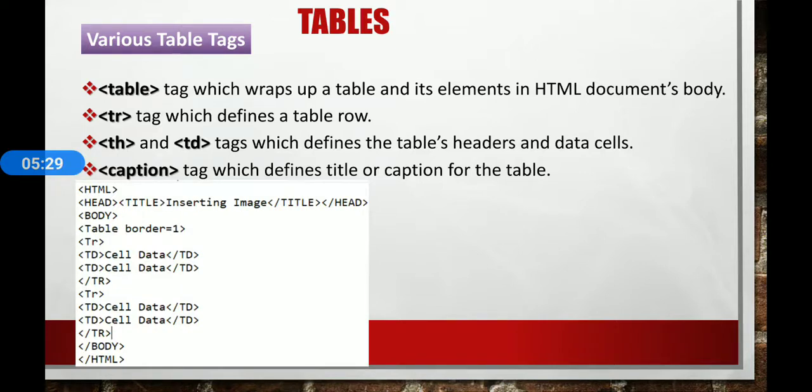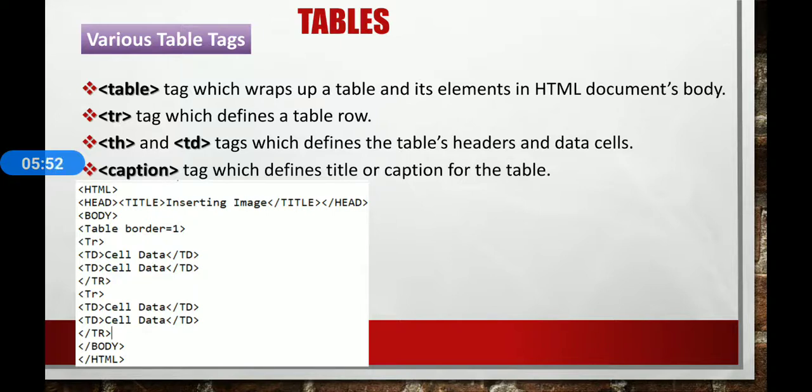Here is one example of a table. Here, table border equals 1 because the border attribute of the table is mandatory. If you do not specify the border size, your table will be borderless. So here, we first start with the table tag, then the border attribute, and the value is 1.